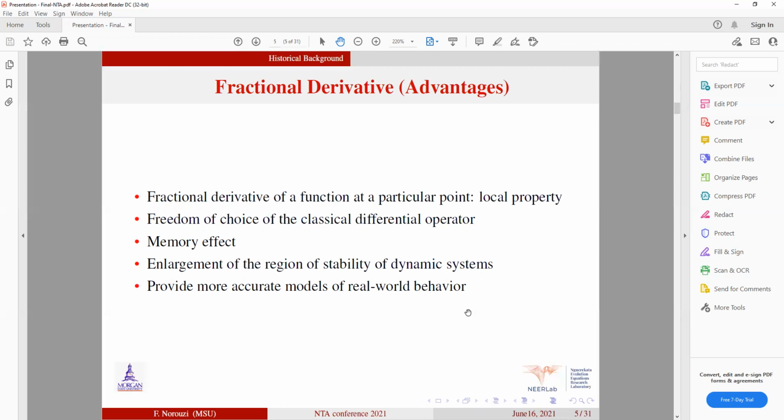And also we have the freedom of choice to choose our classical differential operator. We have the memory effect, which means that the event that we have at time t not only depends on a specific time t, but also depends on all past historical events. We also have the enlargement of the region of stability of dynamic systems, and fractional derivatives will provide us more accurate models of real-world behavior.